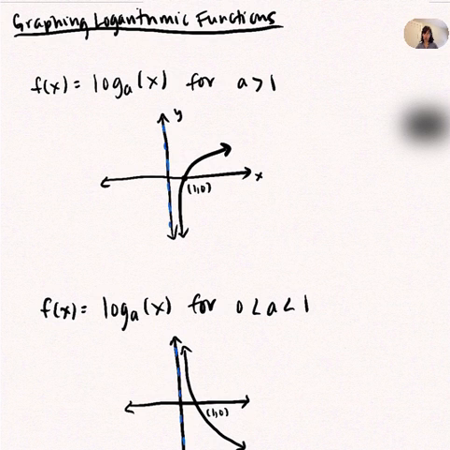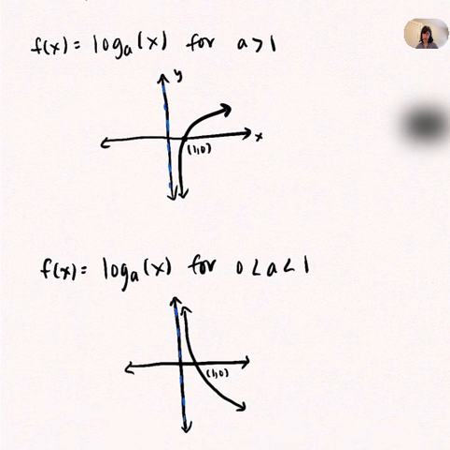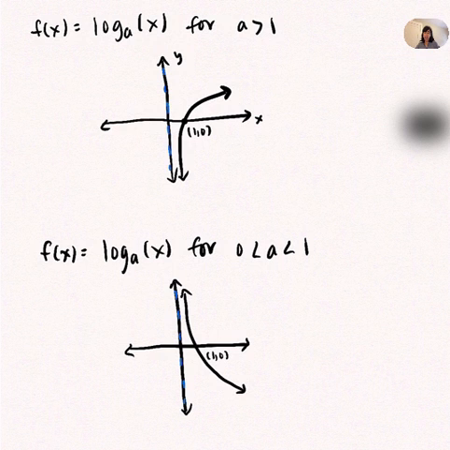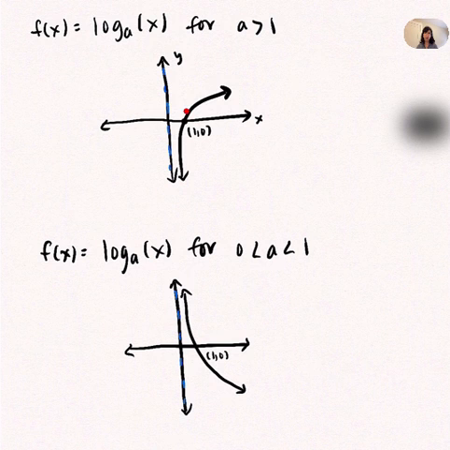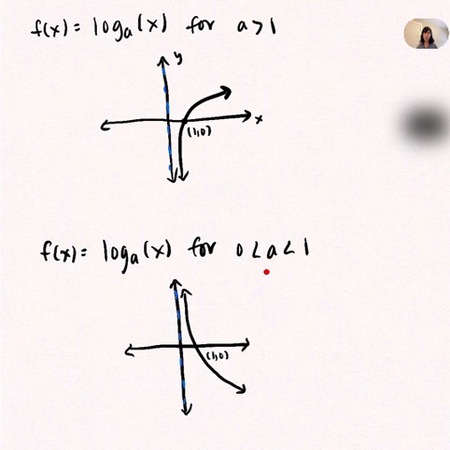Graphing logarithmic functions. The graph of a log function base a, when a is bigger than 1, looks like this. There's a vertical asymptote at the y-axis, and the graph approaches that asymptote down here, and then it comes up gradually like that. And the graph of a log function base a, where a is between 0 and 1, so like 1/2, 1/3, a small number, looks like this one right here.